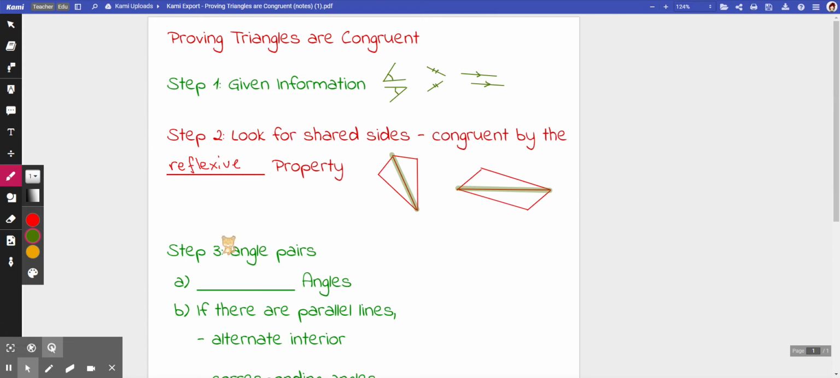But the key thing is to make sure that you know it's the reflexive property and remember to be careful with your spelling. That's an X. Reflexive, not reflection.